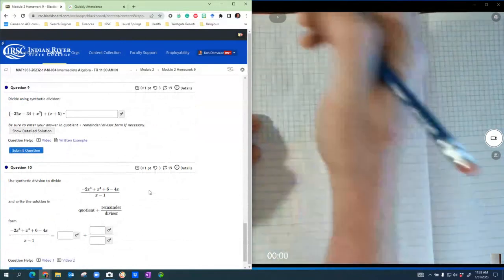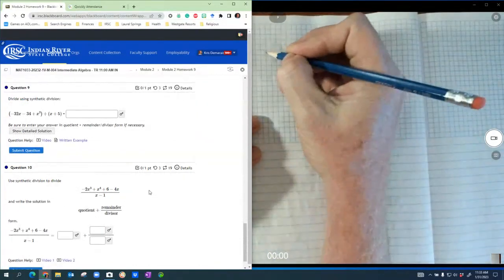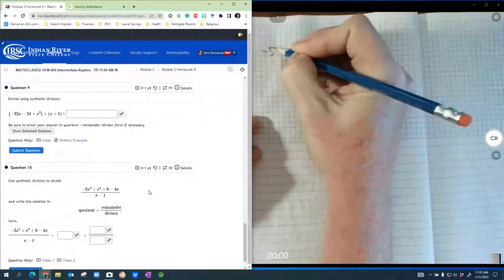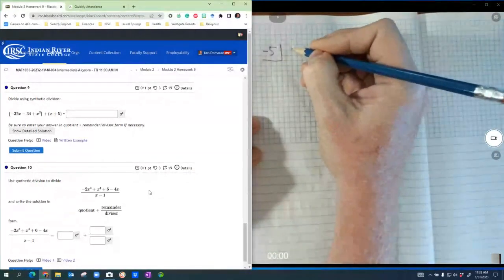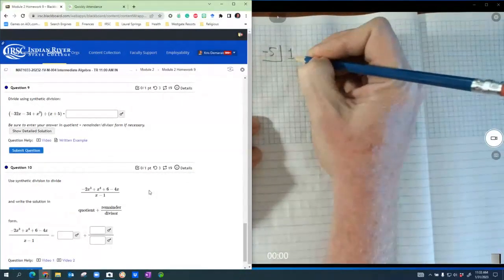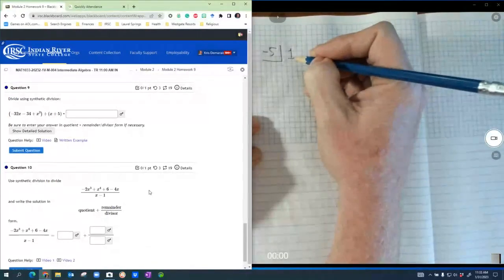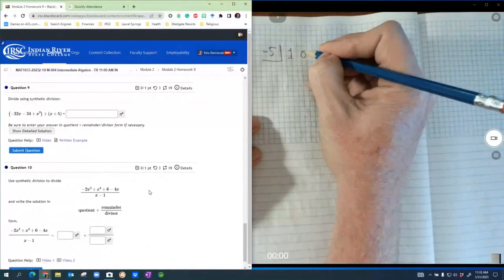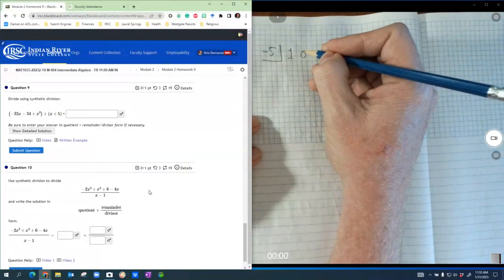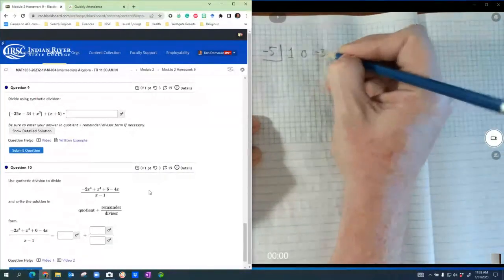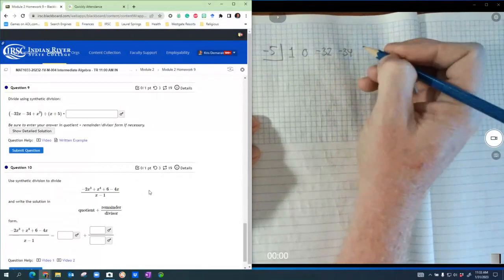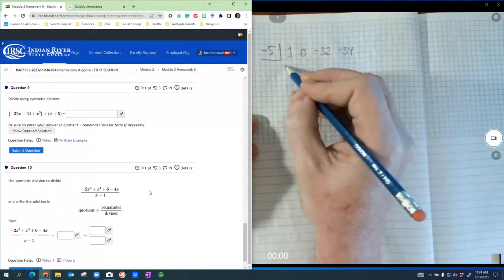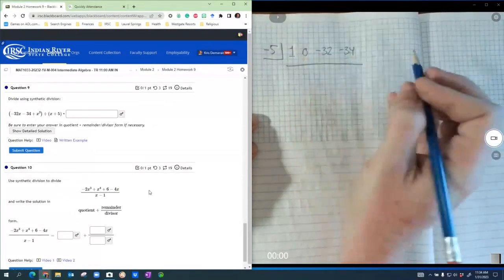Alright, last couple here. Then we have negative 5. And then watch this. This one's finally a little different. It's going to be positive 1 because I have x to the third last. Then I have a 0 because x to the second isn't available. And then I have negative 32 because that's x. And then I have negative 34 for that value. Alright? That one's a little different.